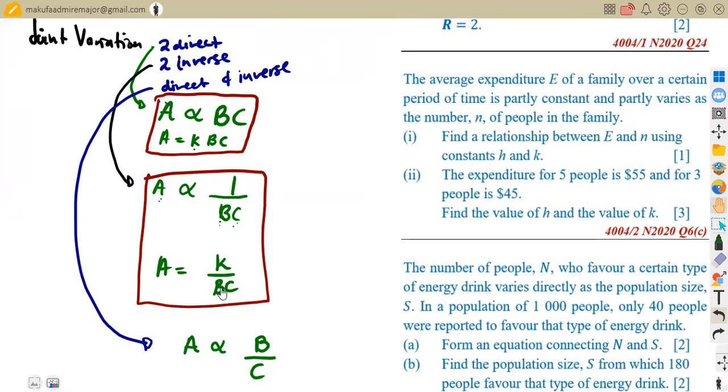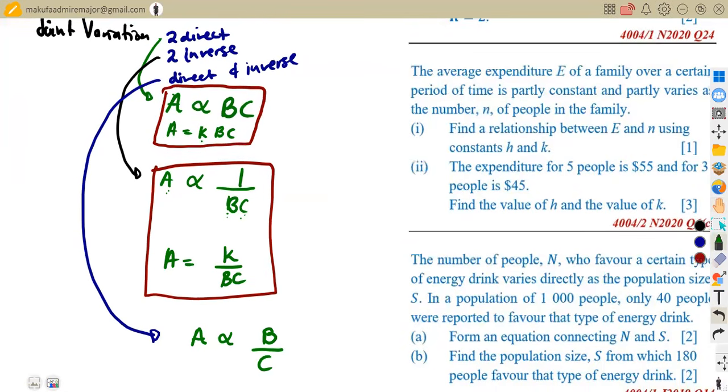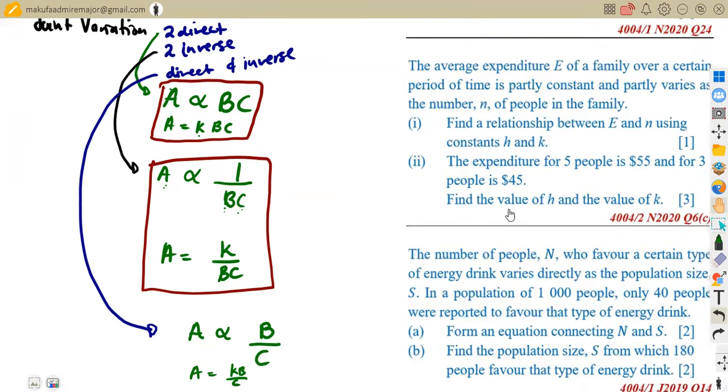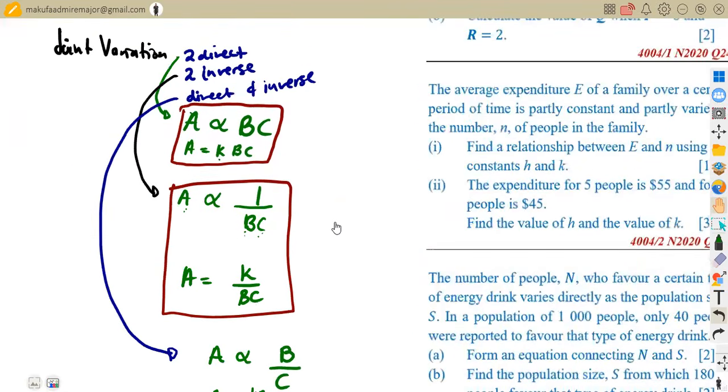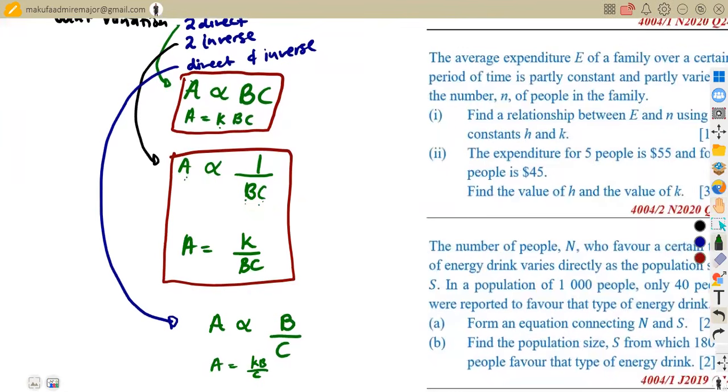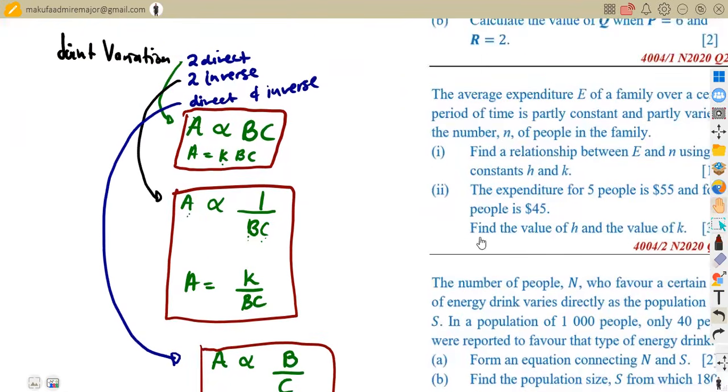Here, they were both inverse. Here, both direct. So that is the idea. But at the end, the concept is not going to change. We are going to introduce our constant. So A will be equal to KB over C in this case, where K is the constant to be found. So that is what we have under our joint variation. So it can be one of these. These are the conditions that you're supposed to expect, any one of these.